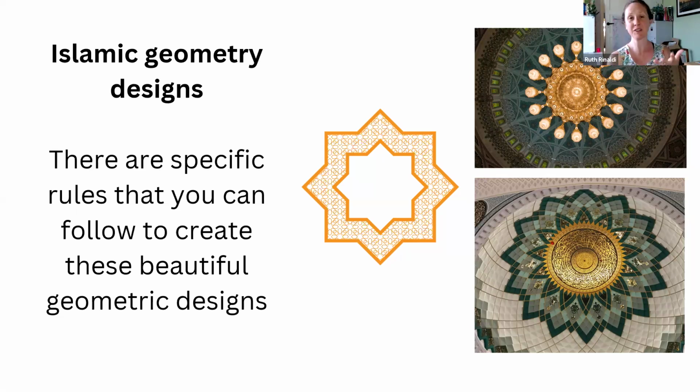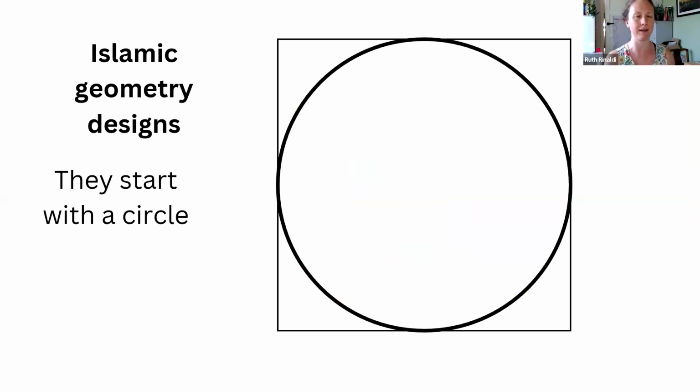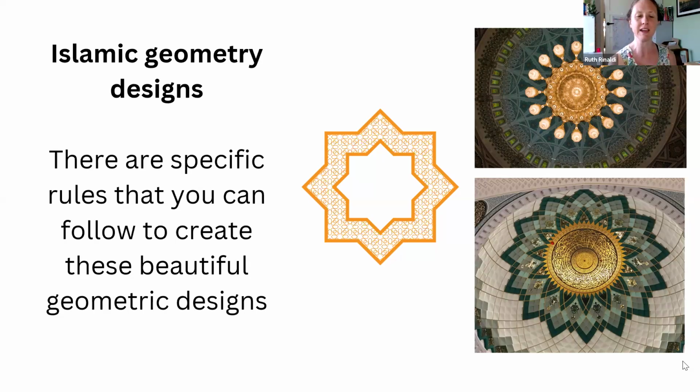So that's what I wanted to talk a little bit about. There are specific rules that you start off with, and there are different ways of doing it, but I'm going to show you a rough idea of one method. Islamic geometry starts off with a circle, which I think you can see in this picture here, can't you? In this picture here, you can see the circle very obviously. It's less obvious, but this orange one is based on a circle too.